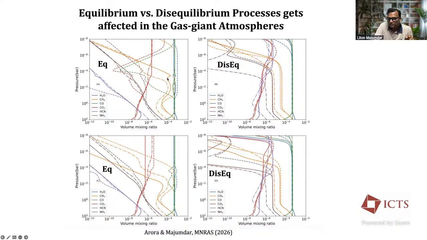So this is about the TP profile. But what about the complex chemistry? Okay, the complex chemistry. Because there are talks about prebiotic chemistry, do you see any possible evidence for complex chemistry that is happening in the atmospheres?